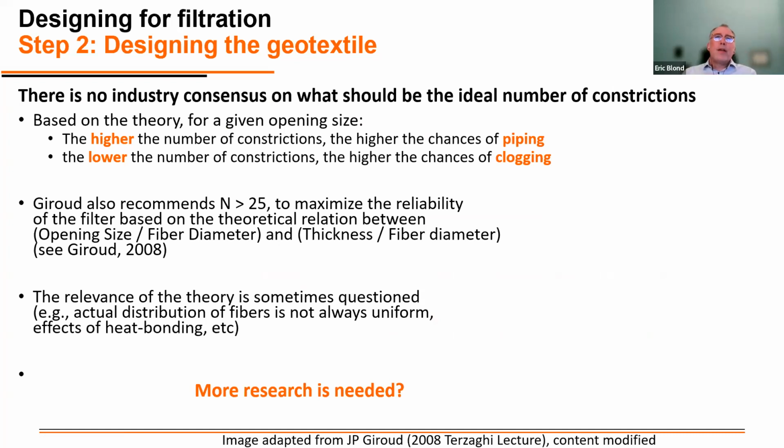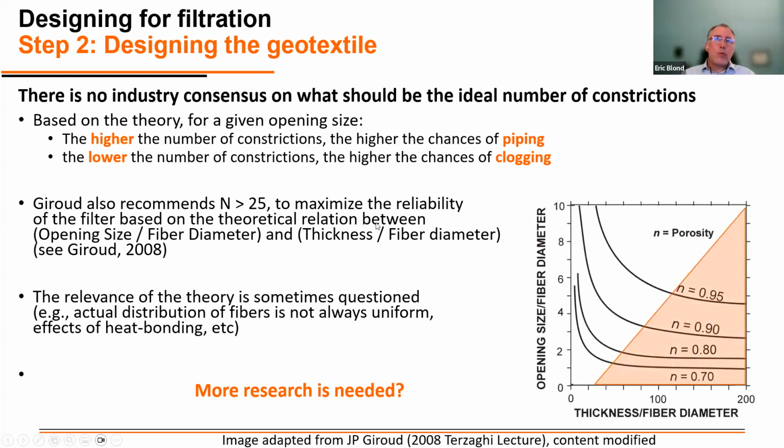Actually, I'm out of time. In general, what the theory about constrictions has shown is that the higher the number of constrictions, the higher the chances of piping; the lower the number of constrictions, the higher the chance of clogging, for a similar opening size. Giroux also recommends a number of constrictions greater than 25 to maximize the reliability of the filter, based on the theoretical relation between opening size versus fiber diameter and thickness versus fiber diameter.